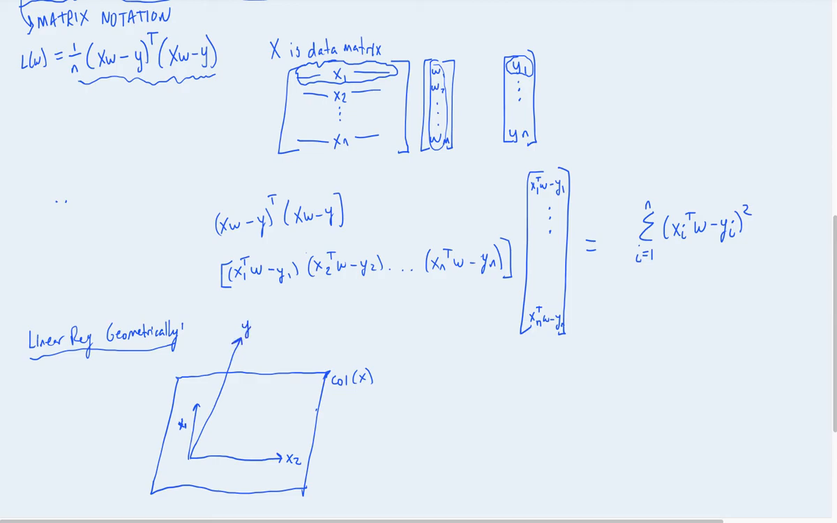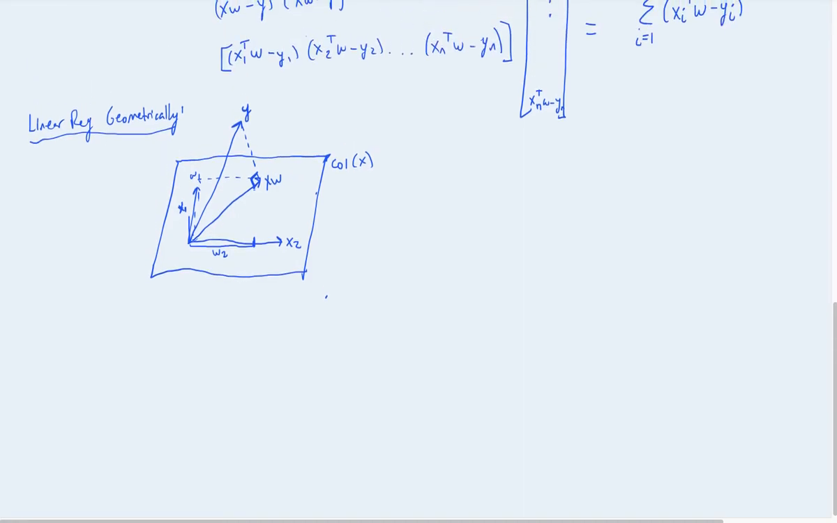This is our Y vector. We can argue that the closest possible point to Y in the column space of X is actually XW. So we're trying to make XW as close to Y as possible by finding the choice of W that essentially projects this Y onto the column space of X. So whatever this is would be our W2, and then this value would be W1. So that's just a way to think geometrically about linear regression. Okay.